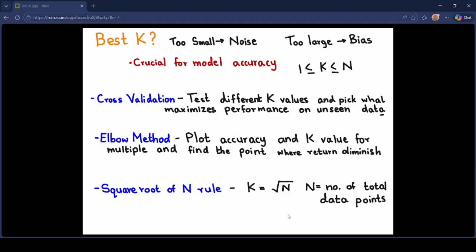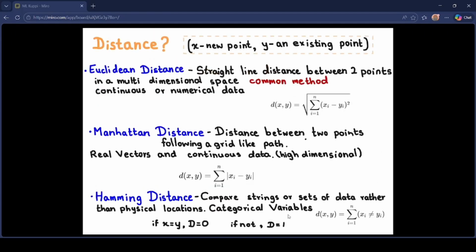Okay, so now that we know different ways to find the best k, how are we going to calculate the distance between 2 points? Let's take x as the new point and y as any existing point. The most common method is Euclidean distance. Euclidean distance measures the straight line distance between 2 points in a multi-dimensional space. This could be continuous or numerical data. Once the data is plotted in a graph, you can use the formula and find the Euclidean distance.